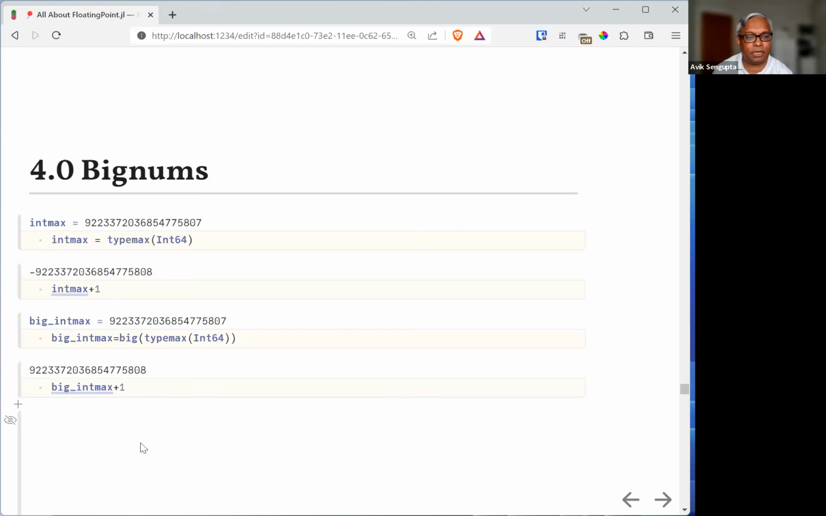Okay. Big nums, we've talked about big nums before. We talked about big floats. Big integers are used mainly to prevent overflow. So, if you have an integer, the maximum integer is this number here. If you add 1 to it, famously, it'll overflow and you will get a negative number. But of course, if you do big nums and add 1 to it, that will not overflow, right? You will get the next number. So that's sort of standard.